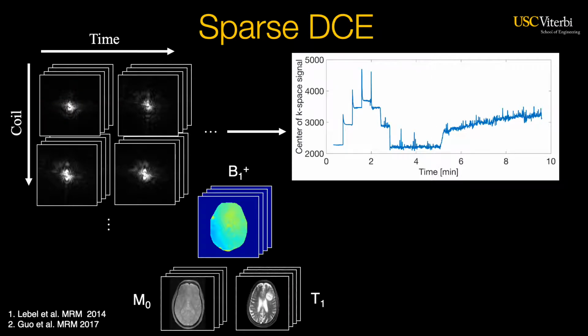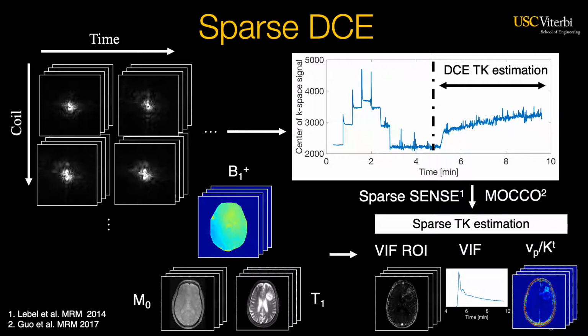We then use these baseline maps in two previously published methods, specifically the Sparse SENSE and MoCo framework, to perform the reconstruction of the DCE MRI exam, which has been sampled in the second half of the acquired k-space data. Here we estimate the vessel as a region of interest for the vascular input function, the vascular input function itself, and the tracer-kinetic parameter maps, such as Vp and Ktrans.